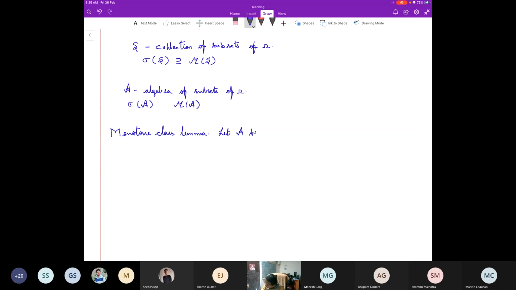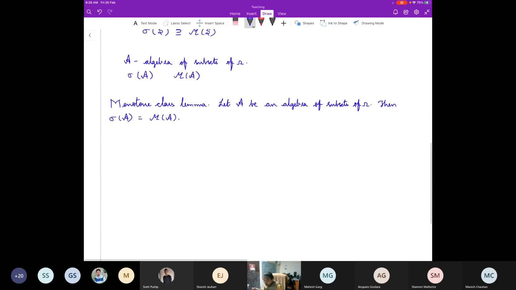Let A be an algebra of subsets of omega. Then the sigma algebra generated by A is the same as the monotone class generated by A. The proof is not a difficult one. It requires some minimum patience. Only this much. It's not that difficult.